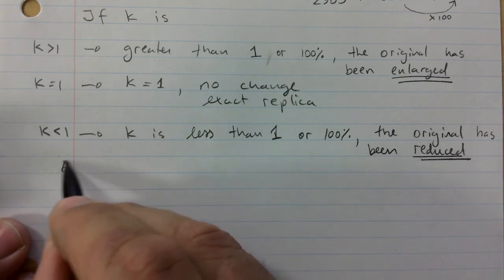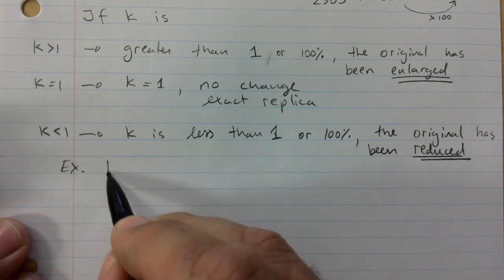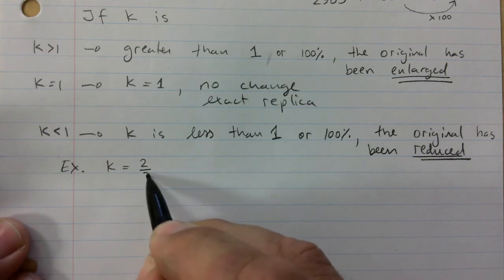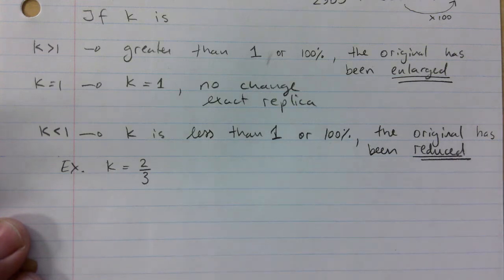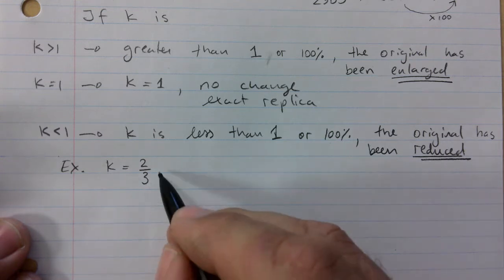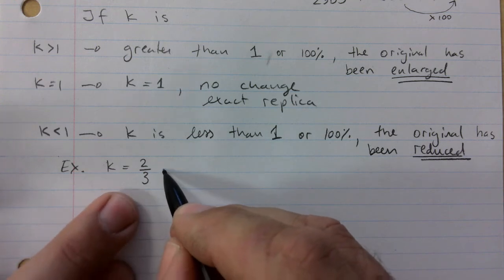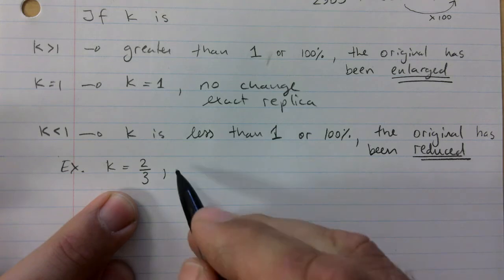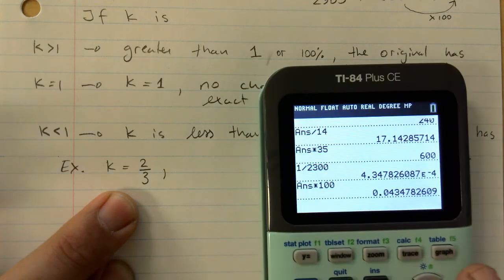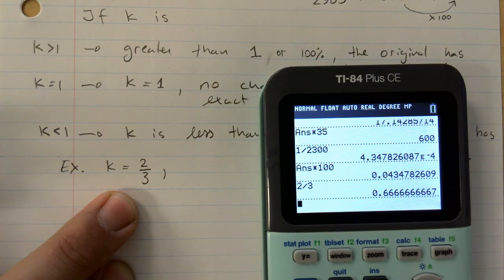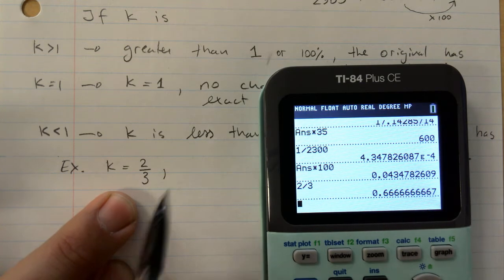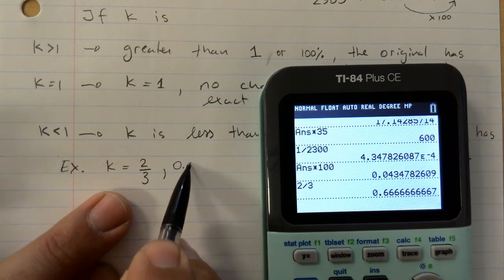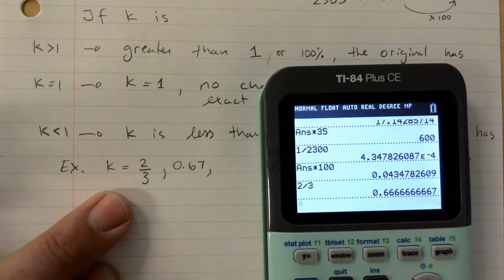Some more examples. K is 2/3. Sometimes it's best to state it as a decimal. So I'll show you what to watch out for. 2/3, right? It's 0.6 repeated. You can write down 0.67 rounded to 2 decimals.